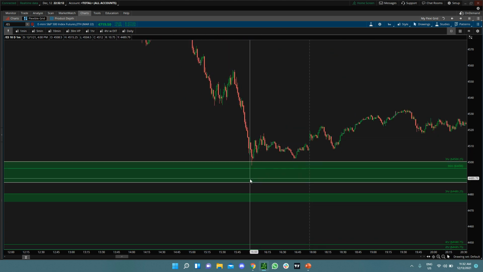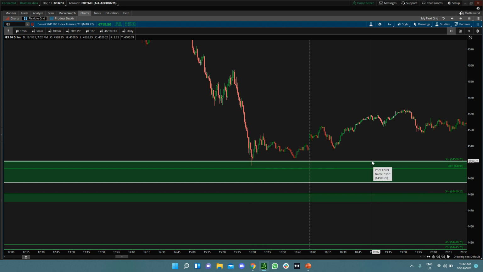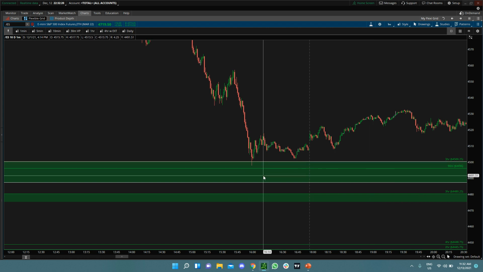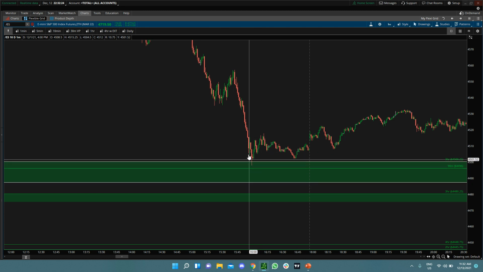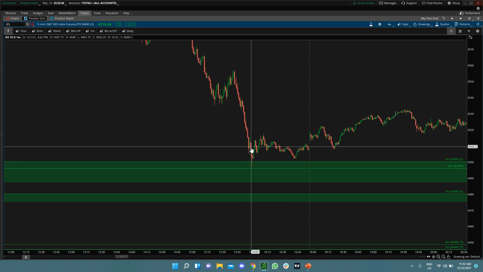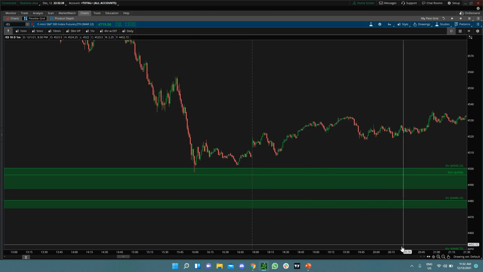Whenever I see wicks into a demand, I'll be more confident that my demand or possible reversal is coming, because wicks represent buyers stepping in to push price higher.